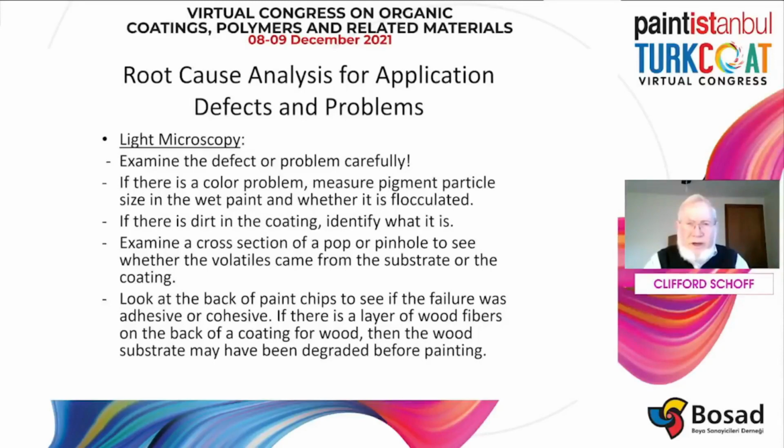If there's poor adhesion and paint chips are coming off, or you can pull them off, look at the back with the microscope. You can see if the failure was adhesive, that is, the chip has come right off the substrate, or cohesive, where the paint has come apart and failed. For instance, with a wood coating, if there's a layer of wood fibers on the back of the coating, then the wood substrate may have been degraded before painting. And certainly you're getting a cohesive failure.